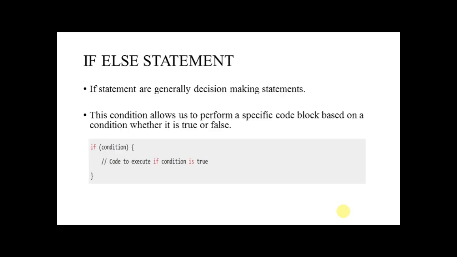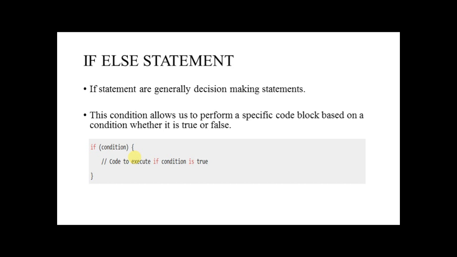So let's go to the first one, the if else statement. This statement is generally a decision making statement. The condition allows us to decide whether it is either true or false. There are only two options you have, either true or false. So here is the structure of the syntax of this if else statement. In the if condition you have to write a condition. If the condition is true, then the code inside that block gets executed. If it's not, then it will execute the else one.